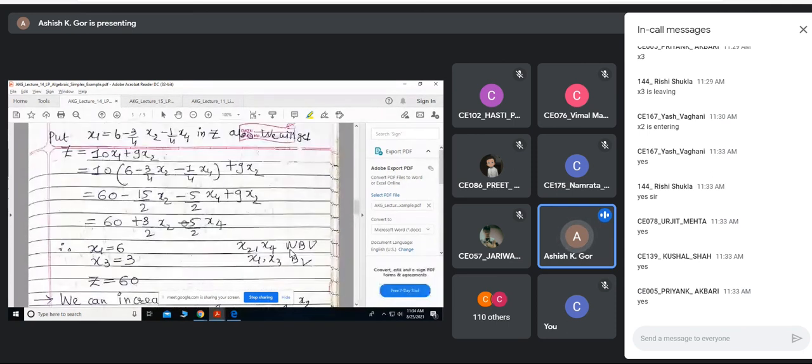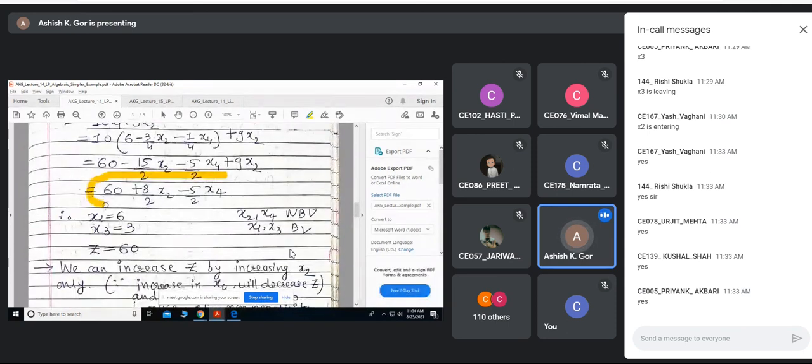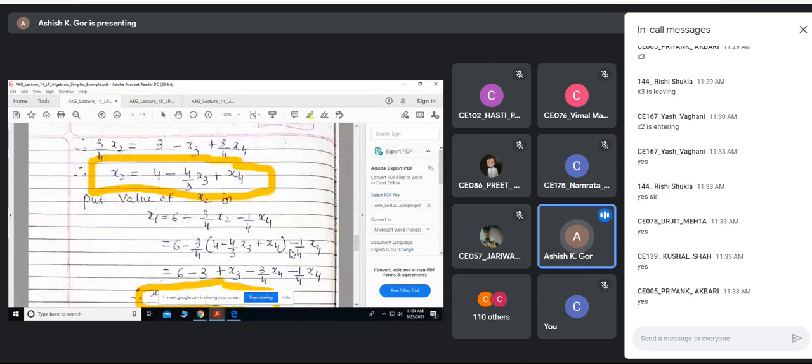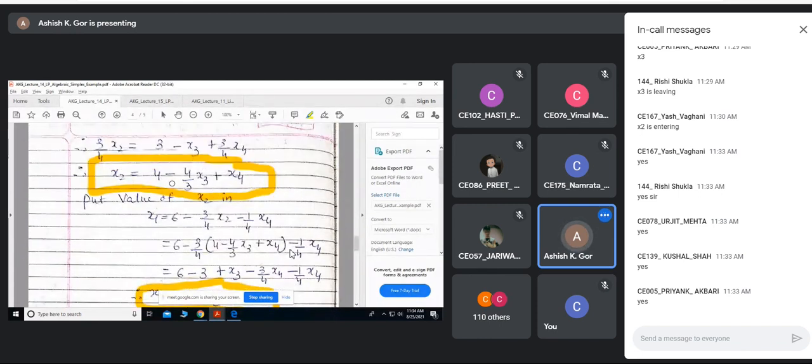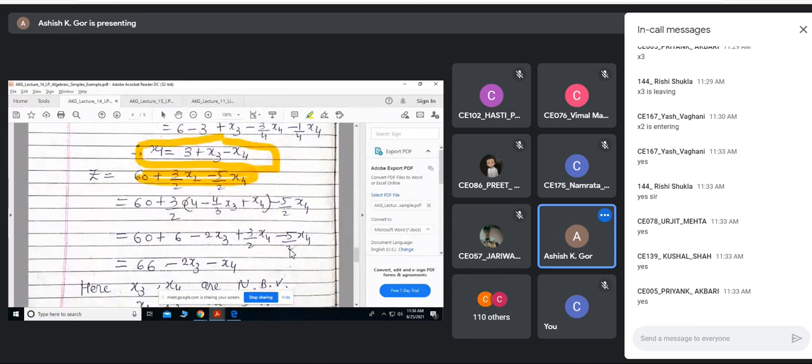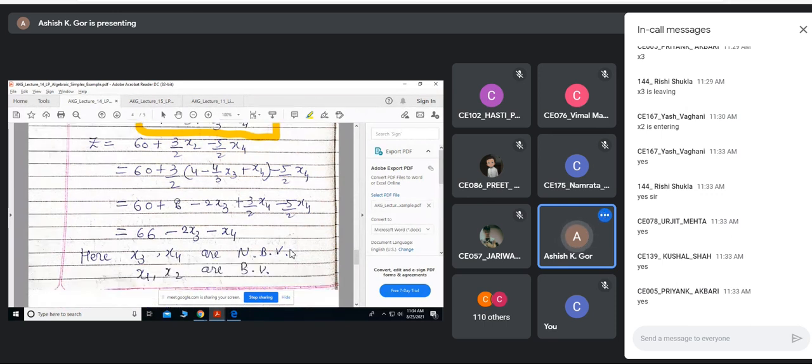Earlier, the objective function was z equal to 60 plus 3 by 2 x2 minus 5 by 2 x4. You also have to put in the value of x2, which is 4 minus 4 by 3 x3 plus x4. Now you get the answer: 60 plus 3 by 2 into 4, so it is 6, 60 plus 6 is 66. Then 3 by 2 times minus 4 by 3 is minus 2x3, and 3 by 2 x4 minus 5 by 2 x4, so 3 minus 5 is minus 2, by 2, it's minus x4.